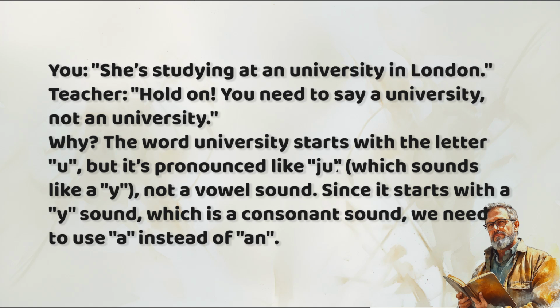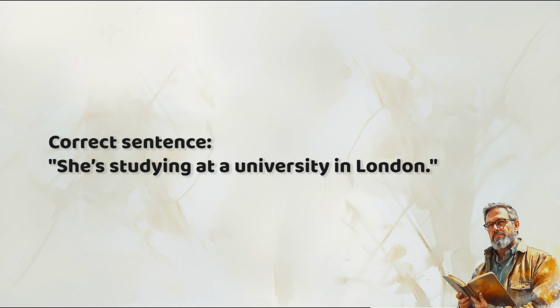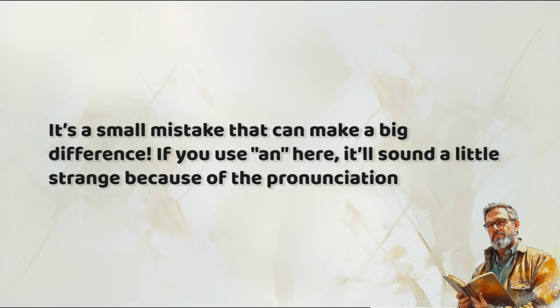Why? The word university starts with the letter U, but it's pronounced like Ju, which sounds like a Y, not a vowel sound. Since it starts with a Y sound, which is a consonant sound, we need to use a instead of an. Correct sentence: she's studying at a university in London. It's a small mistake that can make a big difference. If you use an here, it'll sound a little strange because of the pronunciation.